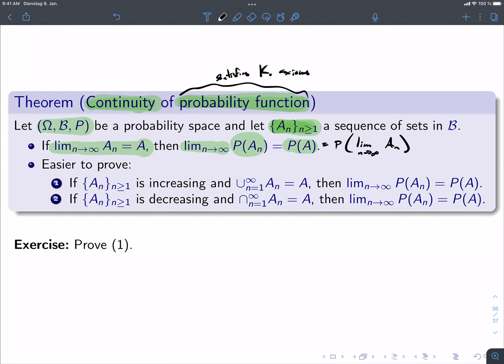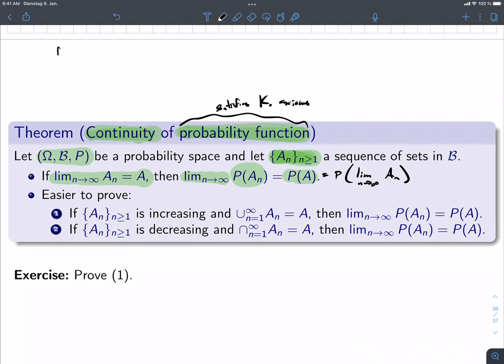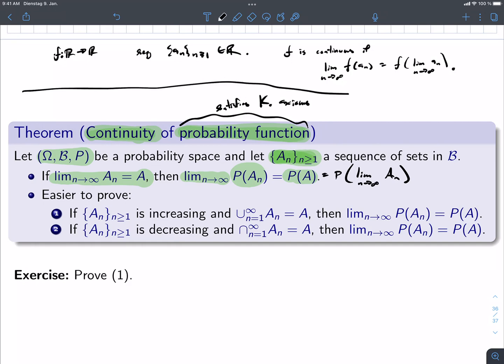through the probability function. So if you imagine a function that goes from the real numbers to the real numbers, and you have some sequence of real numbers like this, we say f is continuous if the limit of f(a_n) as n goes to infinity is f evaluated at the limit. Okay, so recall from your studies of calculus or analysis or something. So we have the same kind of idea with the probability function, but instead of sequences of real numbers, we have a sequence of sets.